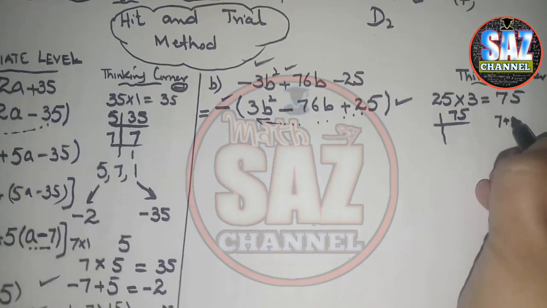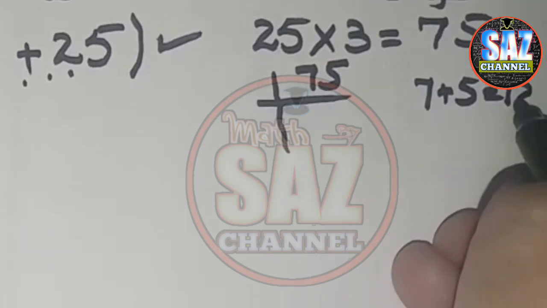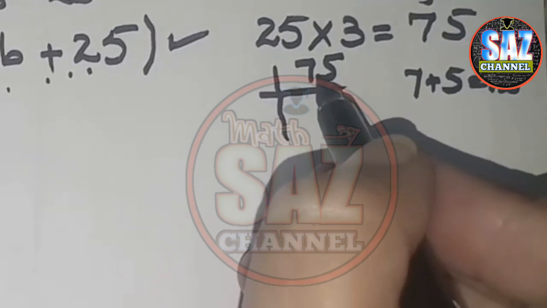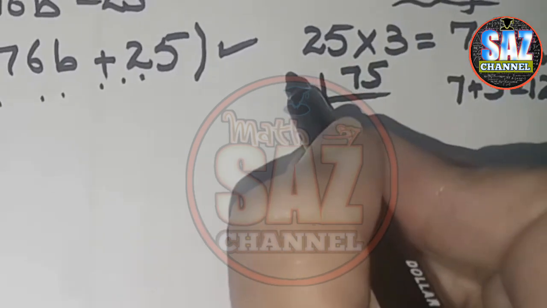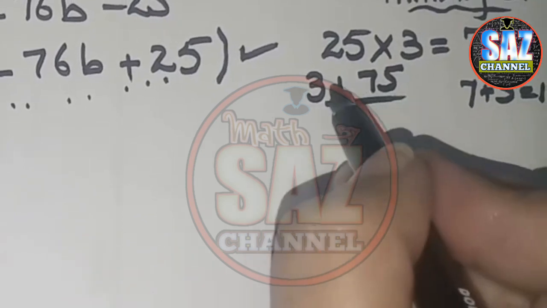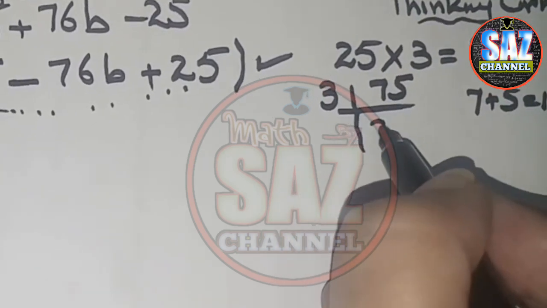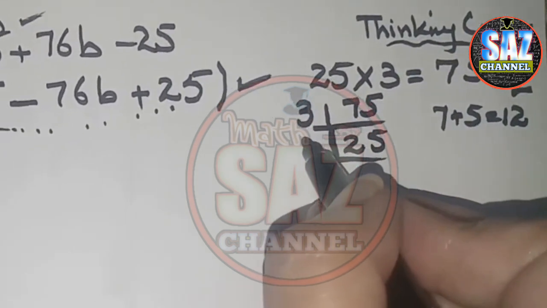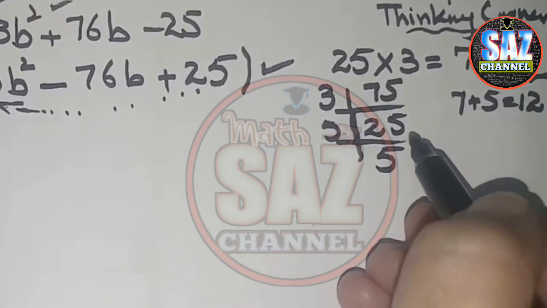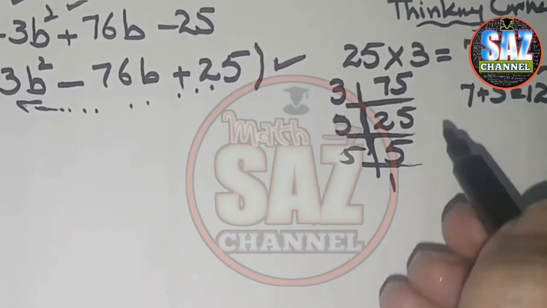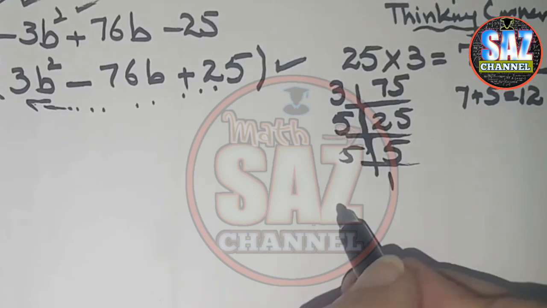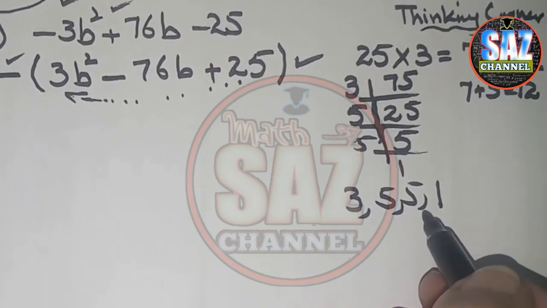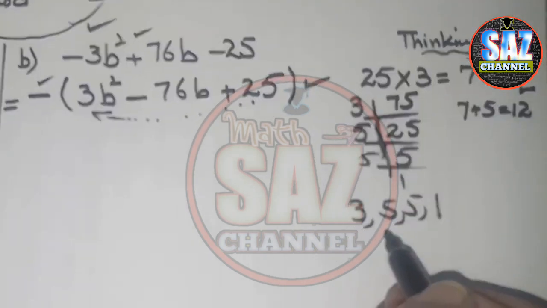So what will be the suitable number? Okay, let me apply the divisibility test here. 7 plus 5, 12. Yes, 12 is divisible by 3. So it means 75 is also divisible by 3. So 3 times how many is 75? 3 twos are 6, and 3 fives are, yes, 25 can come easily in the table of 5. 5 fives are 25, and then 5 finally. Now what to do? I have to write all factors in one line only. Yes, so many factors. What to do?